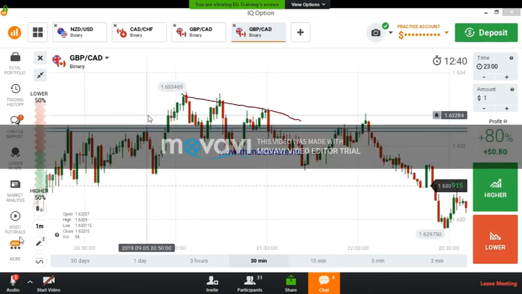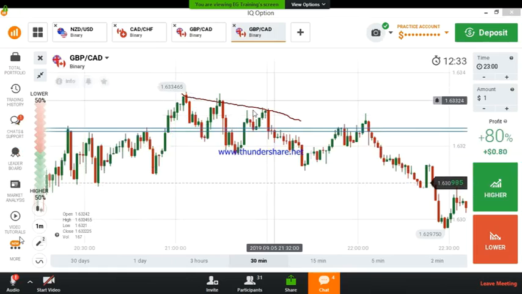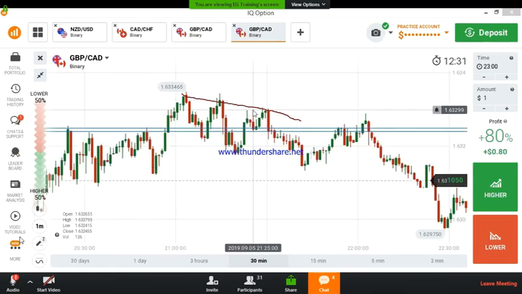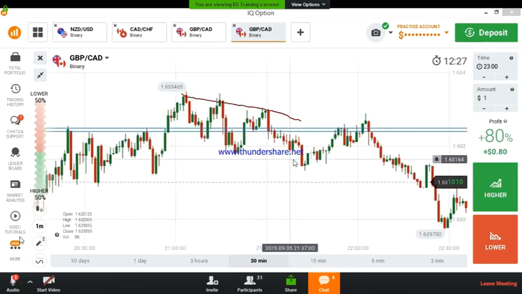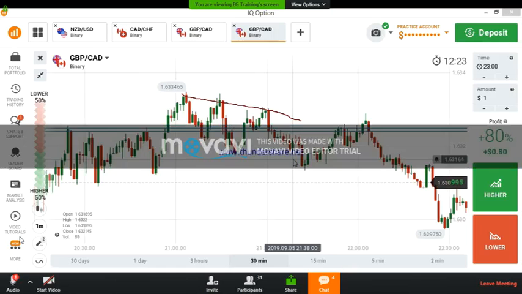Sir, what is the percentage this level will work? I will explain this topic in the third class. I am explaining only the horizontal lines. I will explain those topics also, don't worry. If you have any questions on this topic, you can ask.